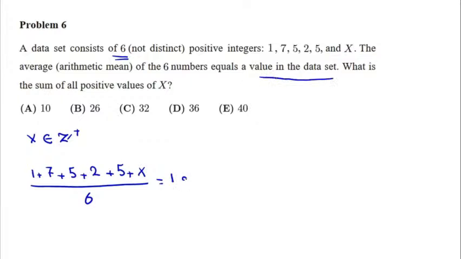So, it will be 1 or 7 or 5 or 2. The next one is 5. We said 5, so we don't write it twice. It will result in the same number. Or x.